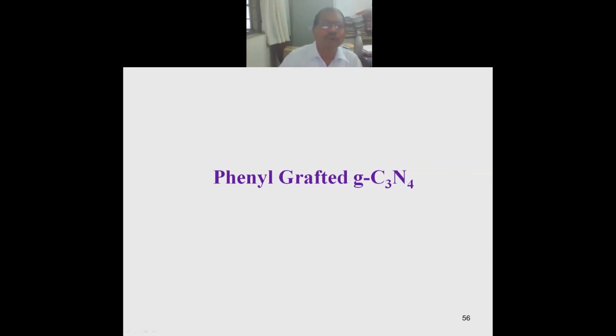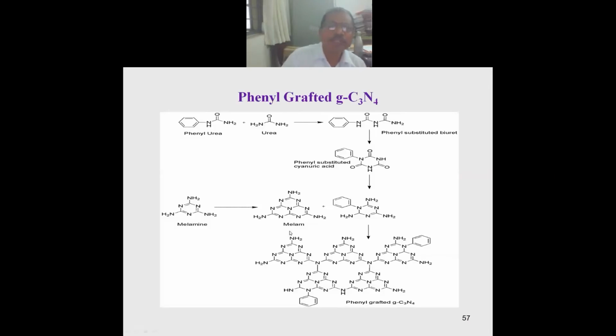Now this is another system, a composite system that we have formed along with the C3N4. This is a phenyl grafted g-C3N4. Phenyl is grafted. It is a composite sample. We can say it is a homogeneous formation.